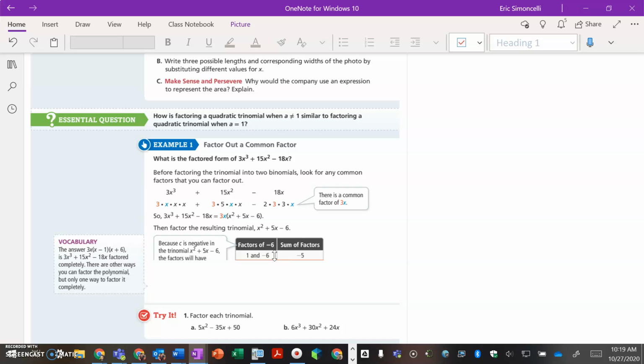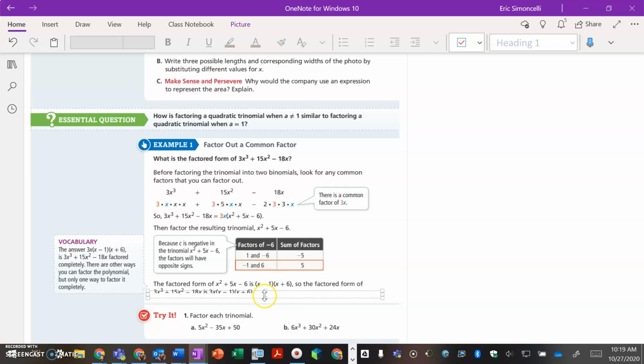For example, 1 and negative 6, although 1 times negative 6 is negative 6, 1 plus negative 6 is negative 5, and we wanted it to be positive 5. So we proceed with a different number pair. So negative 1 and 6, yes, those multiply to be negative 6, and if you add them together, negative 1 plus 6, of course, is 5. So because c is negative in the trinomial, the factors will have opposite signs, as we've discussed in the past.